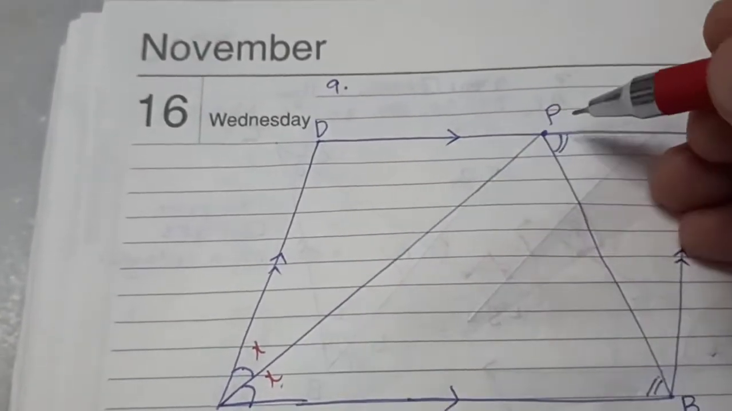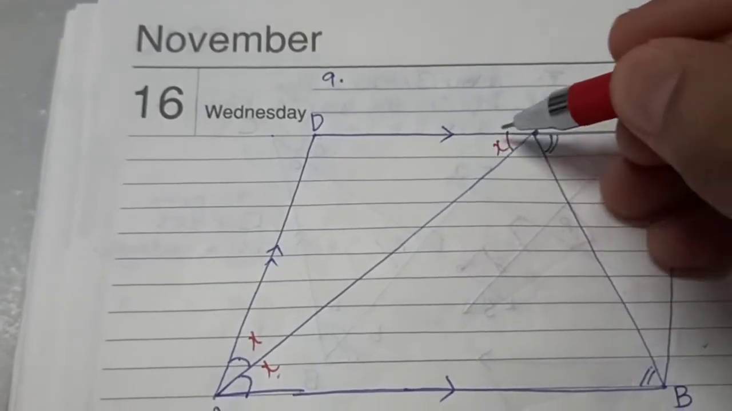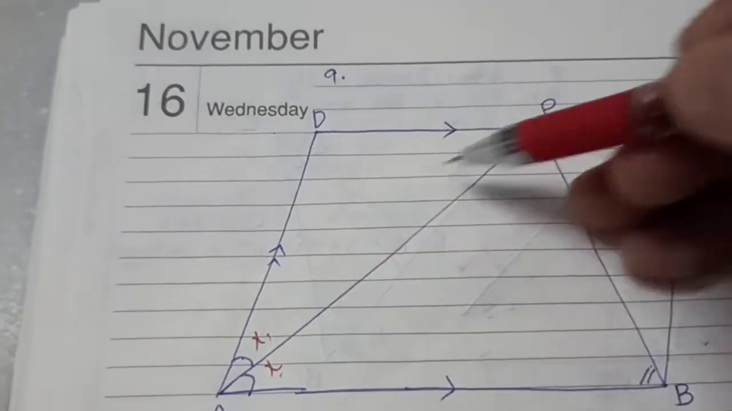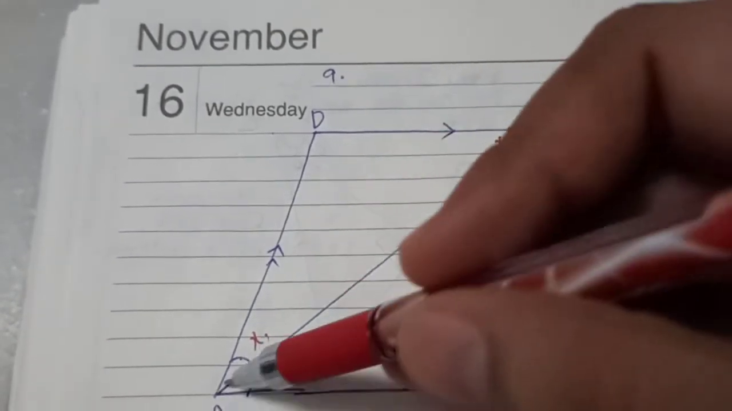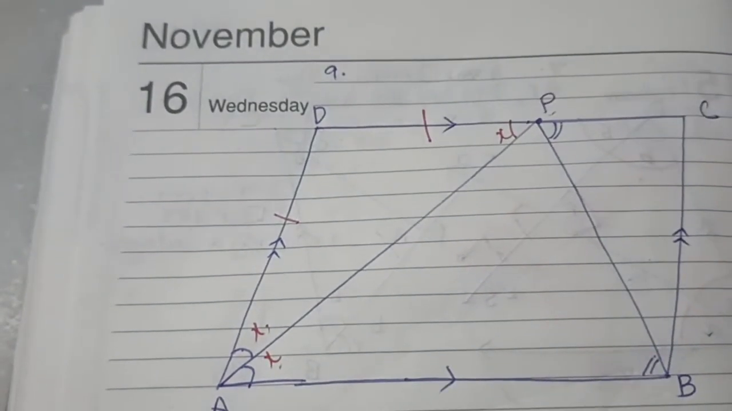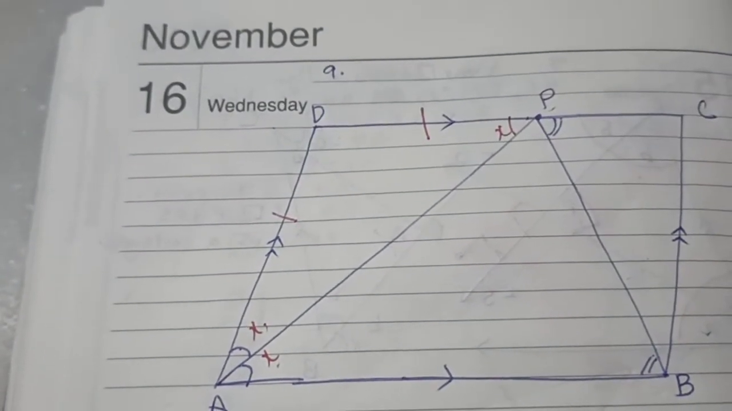Also, this angle will be equal to this angle. Alternate angles test. It's forming a Z. That means now these two angles are equal. So this is an isosceles triangle. So this side is equal to this side. Isosceles triangle property.